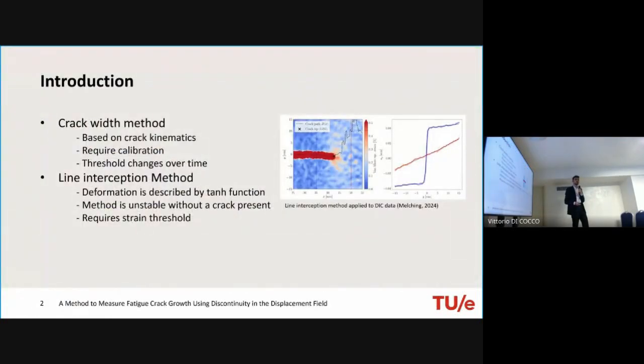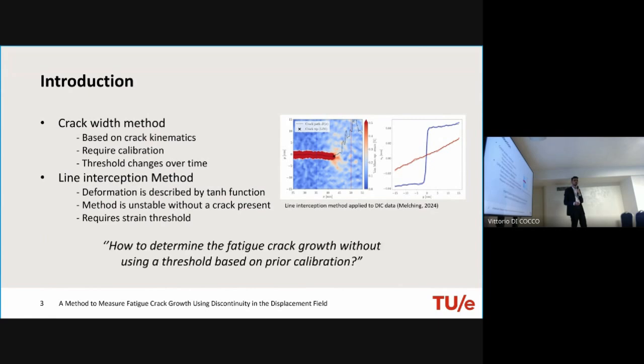As you may know, there are two methods currently available where we measure the fatigue crack growth. The first one is based on the crack width method, and the other one is based on the line interception method, which is part of the crack by package. The problem we had with this is that both require some sort of strain value function, and I was trying to develop a method where we can avoid this.